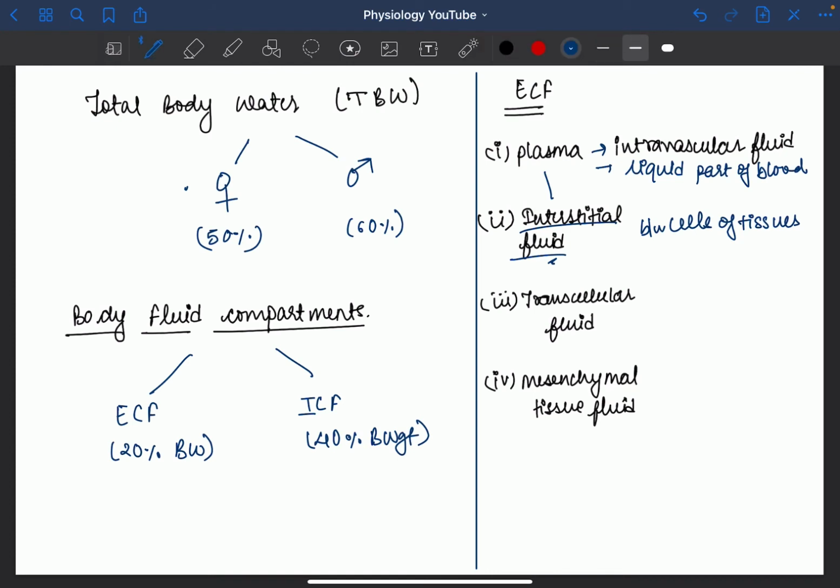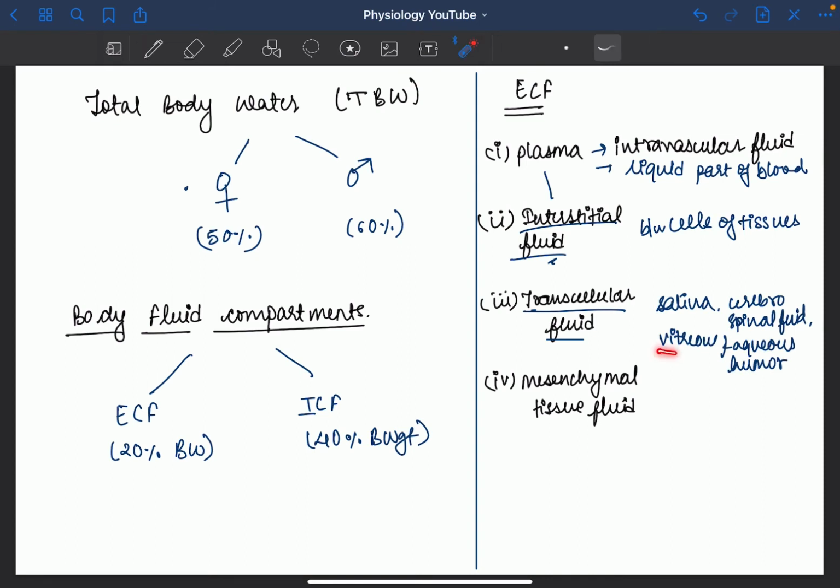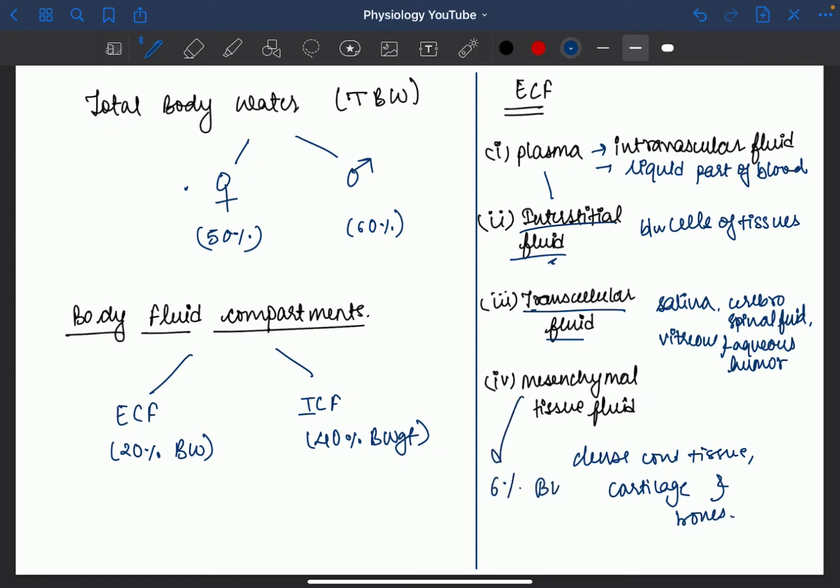Now transcellular fluid. This fluid is the secretions made by the different organs of the body, like the salivary secretions, cerebrospinal fluid, and the vitreous, aqueous humor, etc. Now mesenchymal tissue fluid, this is the water retained in the dense connective tissue, cartilage and bones. This amounts to about 6% of body water. The ECF and ICF are separated because of the osmotic pressure and the hydrostatic pressure.